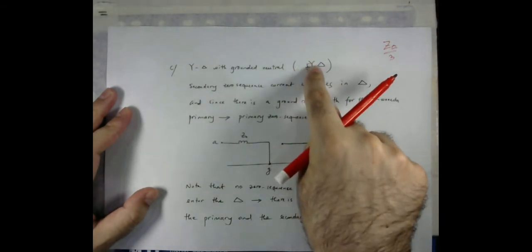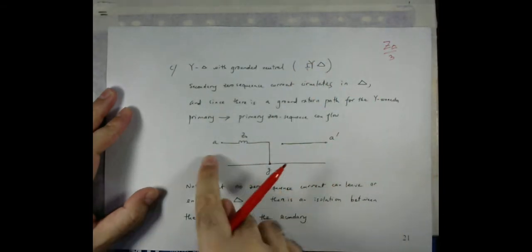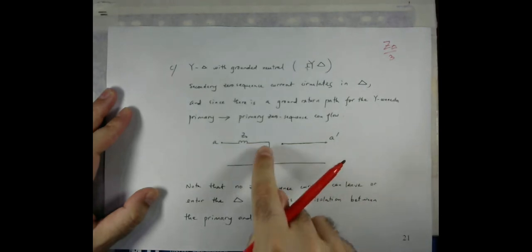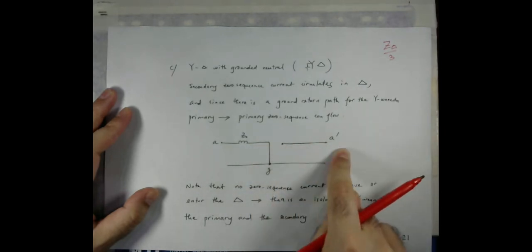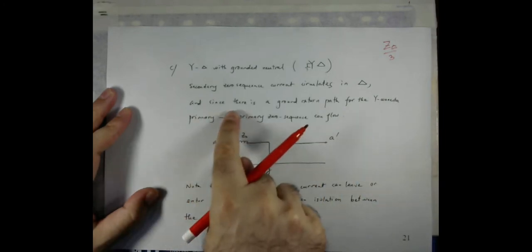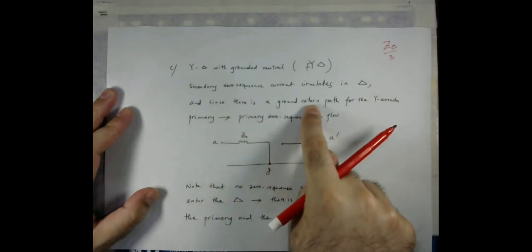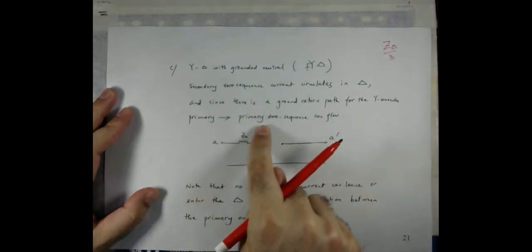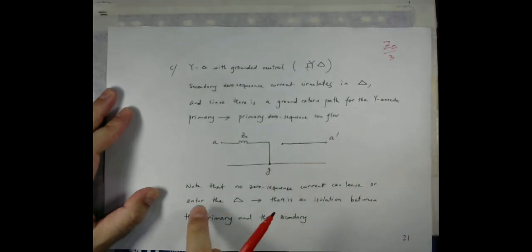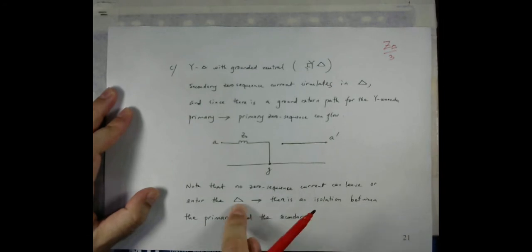And on the primary side where the Y is connected to the ground, it means that there will be a path to the ground and that will not be connected to the secondary side. So secondary zero sequence current circulates in delta, and since there is a ground return path for the Y connected primary, zero sequence can flow. Note that zero sequence current cannot leave or enter the delta. As I mentioned, it only circulates inside the delta. There is an isolation between the primary and the secondary side.